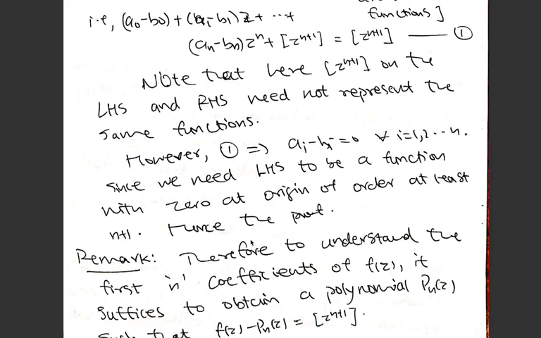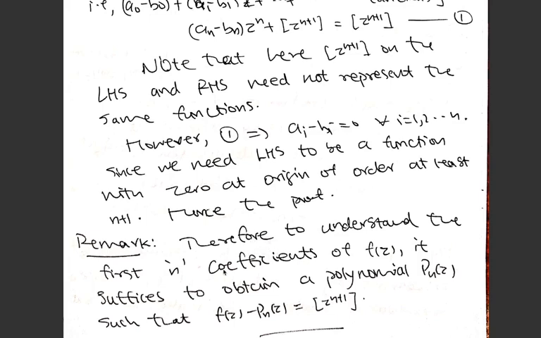Now this is the thing. Now if you want to understand the Taylor coefficients, I mean the first n coefficients of an analytic function f(z), it suffices to obtain a polynomial p_n(z) such that the difference is of this form. So whenever we talk about the sum of two Taylor series or composition of two Taylor series, whatever, we will be only concerned with the first n coefficients, and we need to find a polynomial p_n(z) with this property to understand the Taylor series expansion.